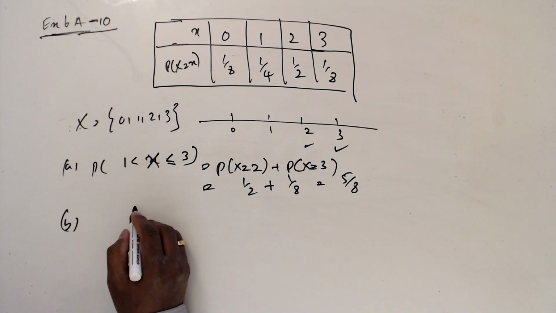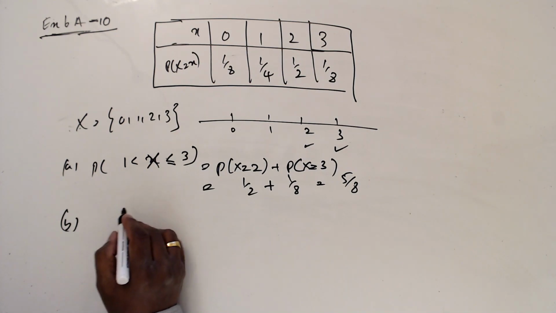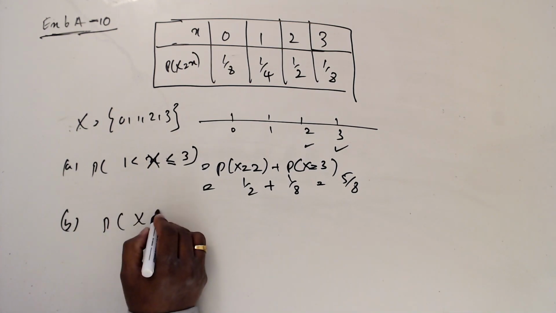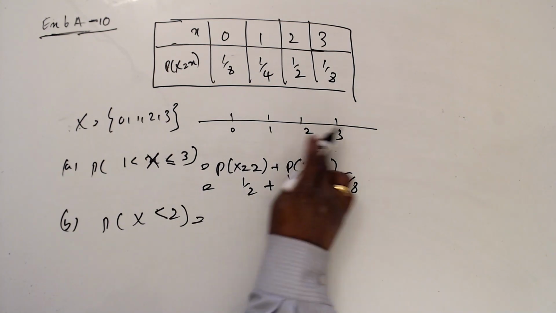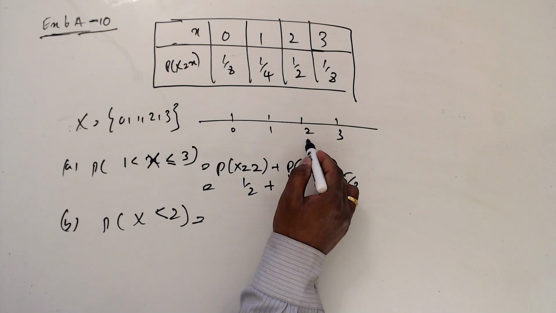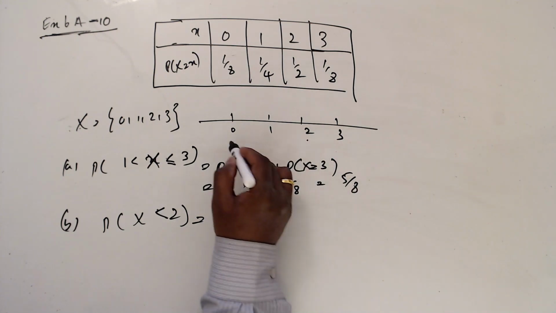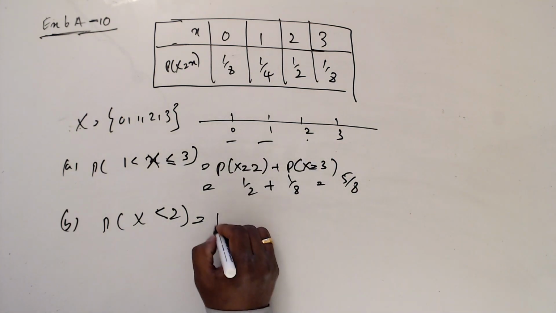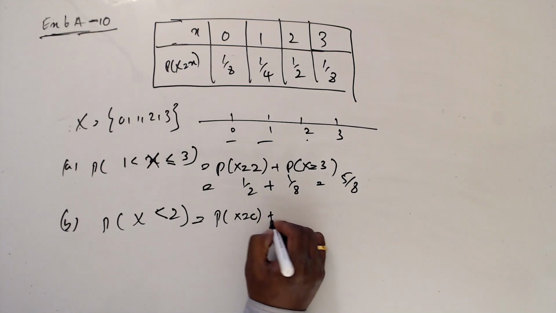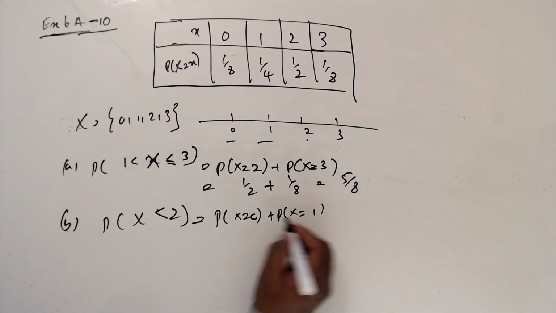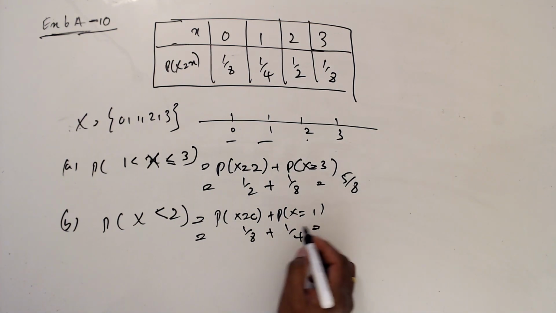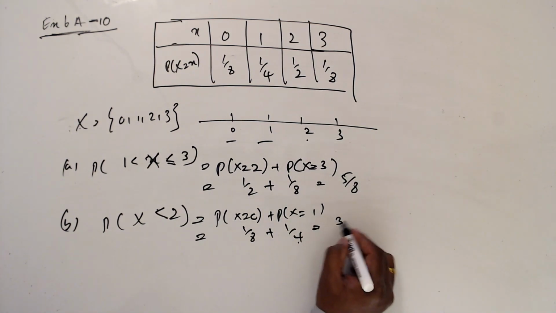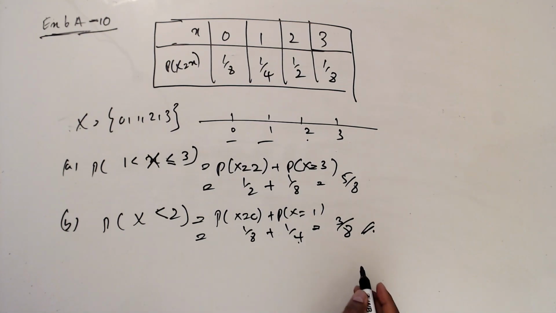B, probability x less than 2. Less than 2 means we don't take 2, just this one and this one only. So probability of x equal 0 plus probability of x equal 1. That is 1 over 8 plus 1 over 4, which is 2 over 8. That is going to be 3 over 8.